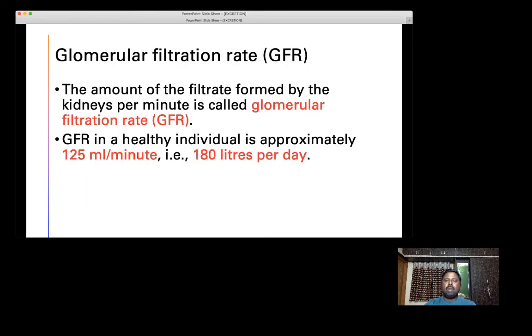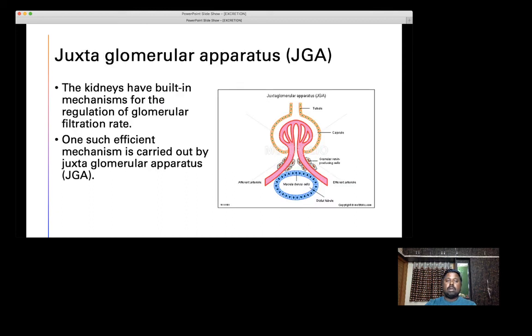Next, glomerular filtration rate. What is the meaning of glomerular filtration rate? The definition is the amount of filtrate formed by the kidney per minute, called the GFR. Normally, the GFR in a healthy individual is approximately 120 ml per minute. Per day, that means 180 liters.